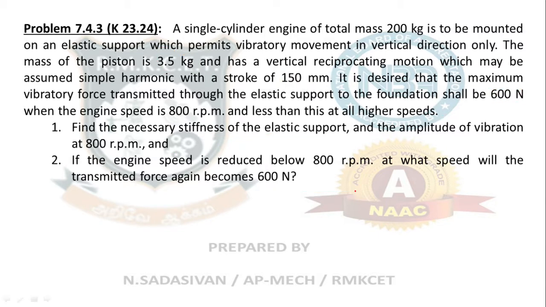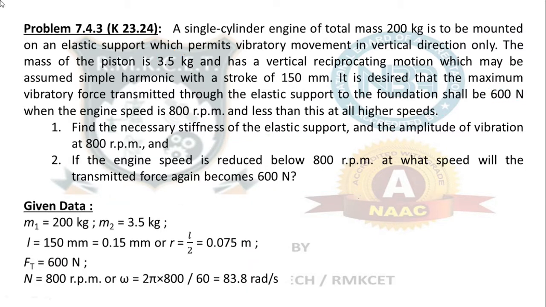Two questions are there. So, given data: the entire mass, the whole mass for finding stiffness and deflection, is 200 kg, disturbing mass is 3.5 kg. Stroke length is 150 mm, half of that is your radius, which is 0.075. Ft is 600 Newton, directly given. The 800 rpm speed we are going to take, omega of that is 83.8.